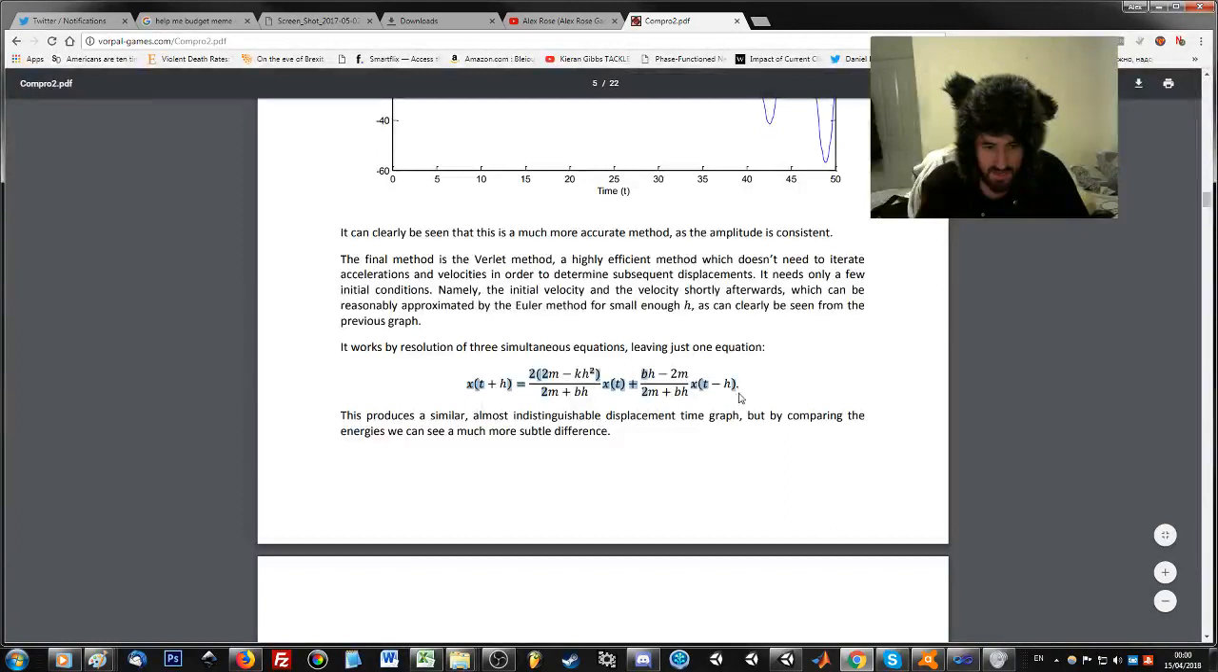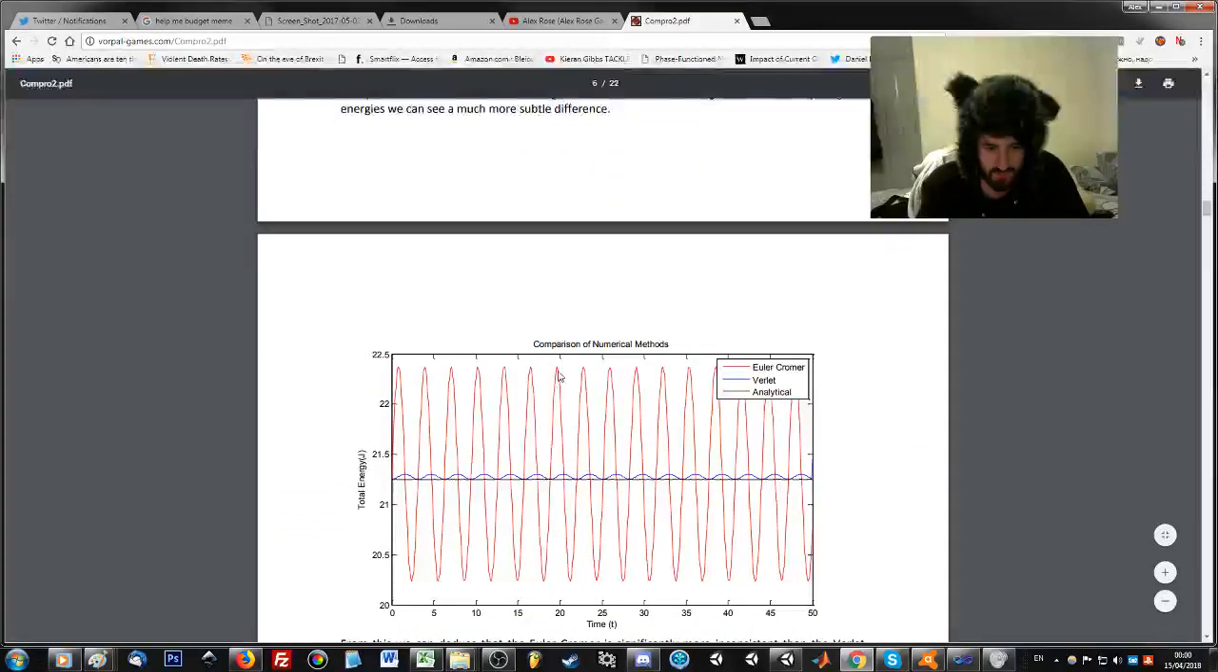Look at this, just for one step, it resolves the simultaneous equation. So it's just this giant piece of bullshit. Fuck that shit. All right.